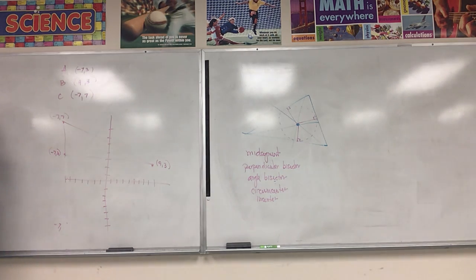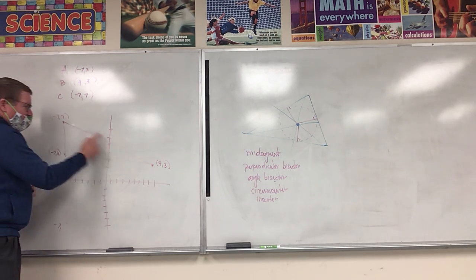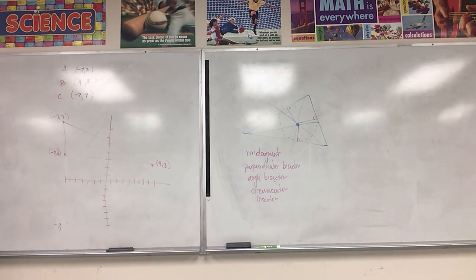Alright, so what kind of triangle do we have? Right triangle. And I know the circumcenter of a right triangle is where? Midpoint of the hypotenuse. How do I find the midpoint of the hypotenuse? How do I find the midpoint of anything? The square root of the change in... what's that? A plus B over 2.